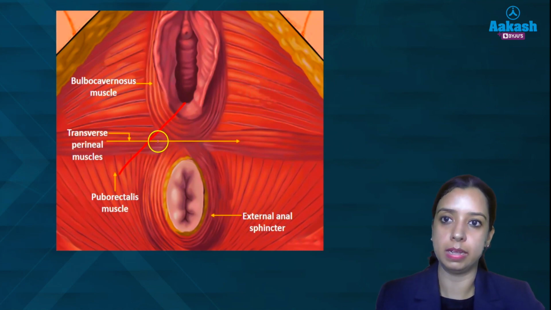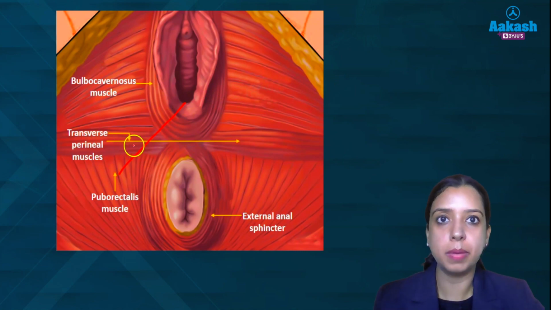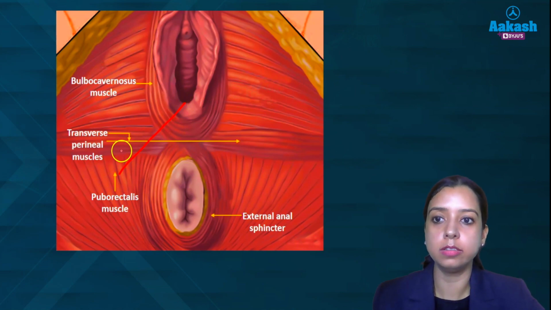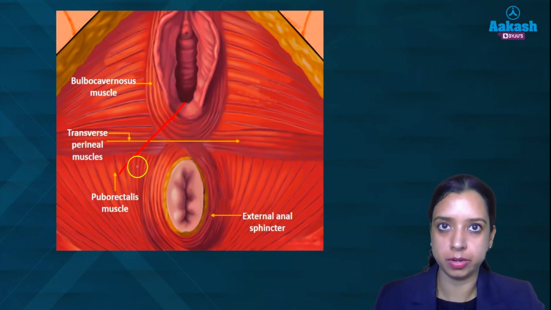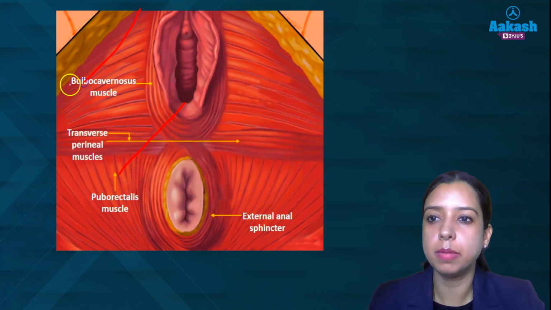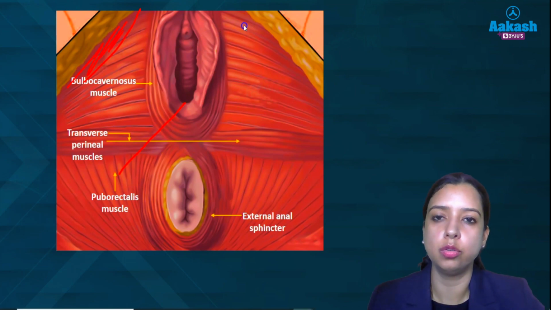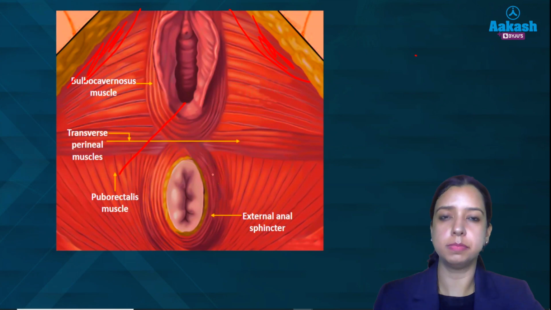So what are the structures being cut? You are cutting this muscle, bulbocavernosus. You are cutting this transverse perineum, and you are cutting here puborectalis, which is levator ani. So you are cutting 3 muscles: bulbocavernosus, superficial and deep transverse perineum, and levator ani. Besides that, posterior vaginal wall and subcutaneous tissue. You are not cutting this muscle, which is ischiocavernosus. Okay. So that was the question asked: which muscles you are cutting in an episiotomy?